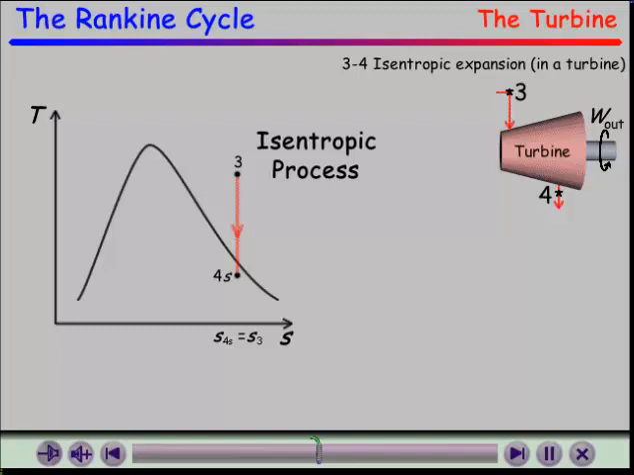The working fluid exits the turbine at state point 4, where it is usually in the form of a liquid-vapor mixture of high quality. If the steam quality at state 4 becomes too low, the high content of liquid in the saturated mixture can erode the blades of the turbine. The work output can be measured by the change in enthalpy between the two state points.